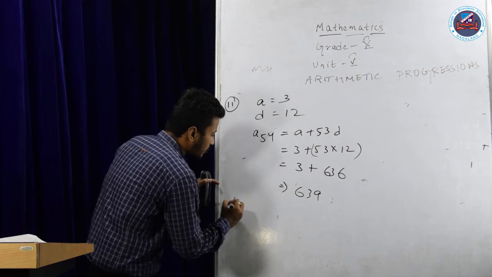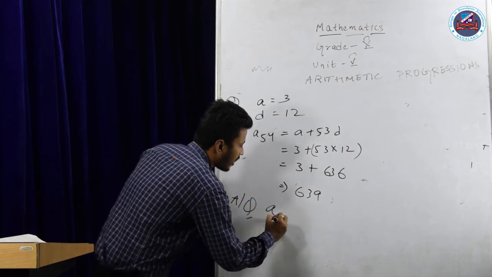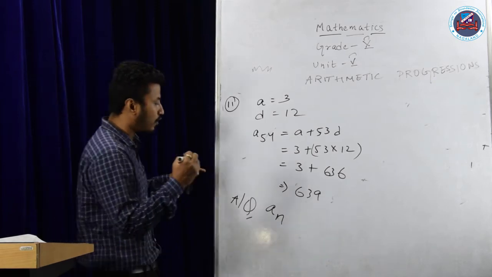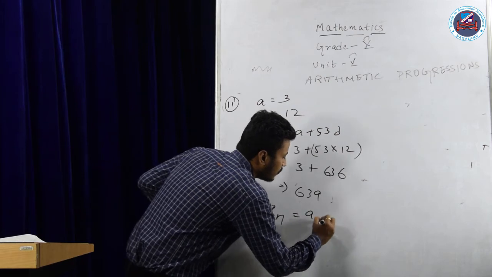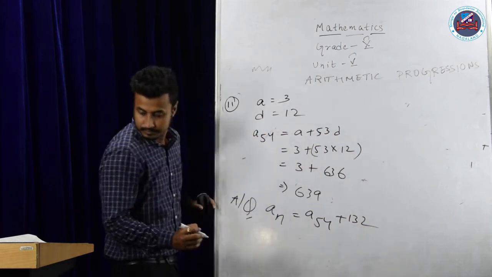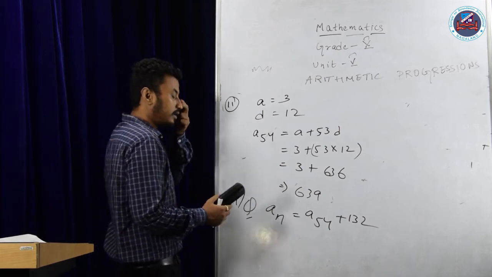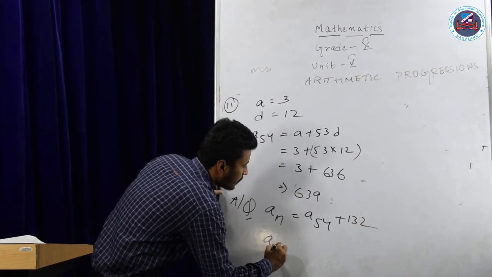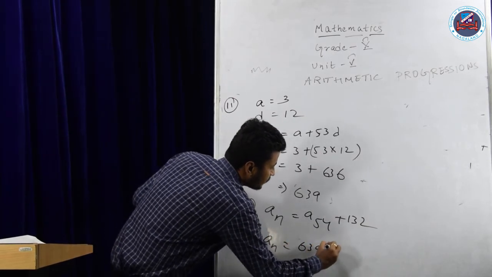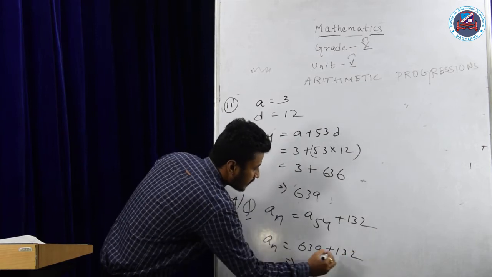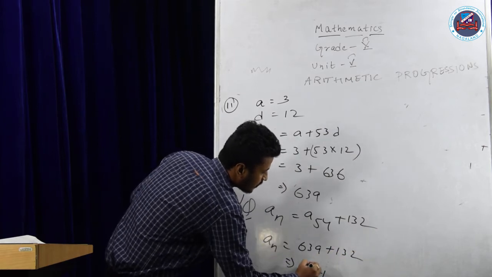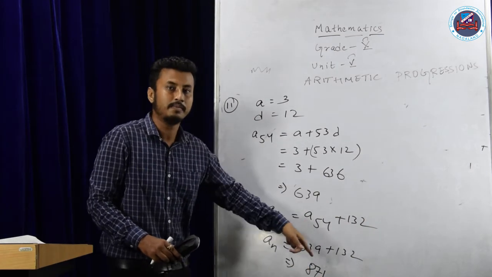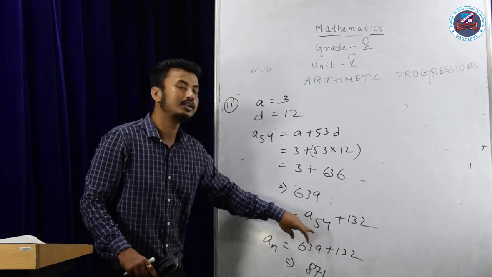Now according to the question, there is a term which is 132 more than the 54th term. This will be the equation. N value you have to find. Which term you have to find. So An will be 639 plus 132. The answer is coming out 771. This is the value of An. That means 771 is the term which is 132 more than the 54th term.